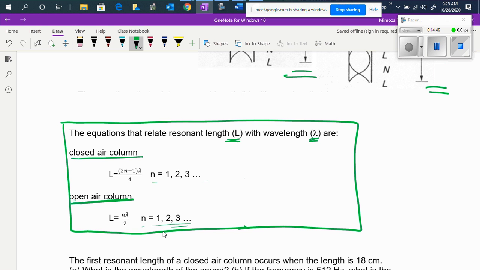So this again proves that when n is equal to 1, (2n - 1)/4 is 1/4 lambda, and then 3/4 lambda, 5/4 lambda, and so on. And this will be 1/2 lambda, 2/2 lambda, which is lambda, and then 3/2 lambda, and so on.